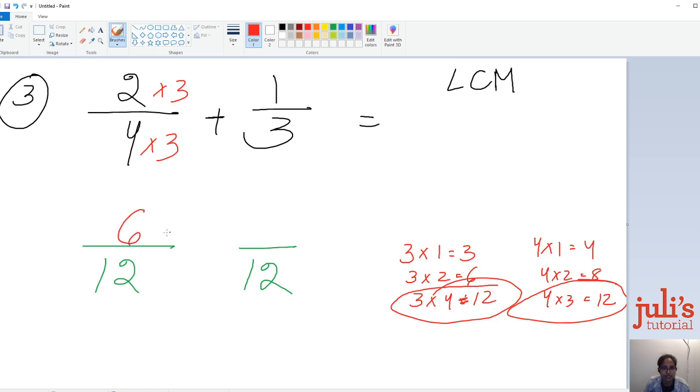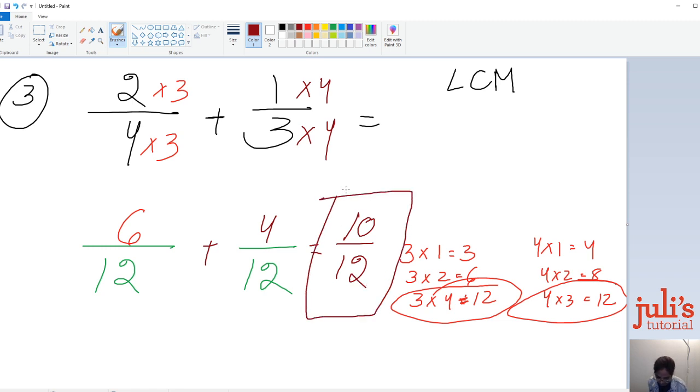2 times 3 is 6. And then I multiply this by 4. 3 times 4 is 12. Whatever I do on the bottom, I do on the top too. 4 times 1 is 4. So I have 6 over 12 plus 4 over 12. And my answer is going to be 6 plus 4, 10 over 12. Okay, 10 over 12. That is the answer.